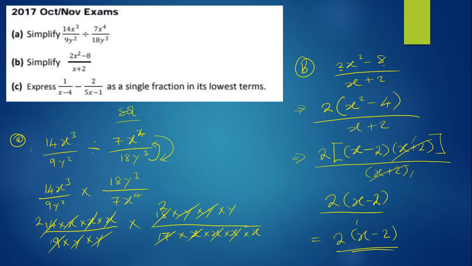So this is very simple. Unless there are questions, you let me know so that I can help you out. So let me solve the other part, the last part. Let me label this, so that I can create some space for the last question.